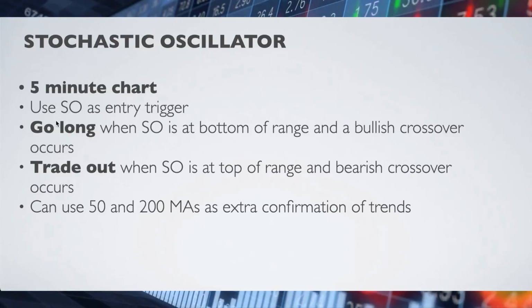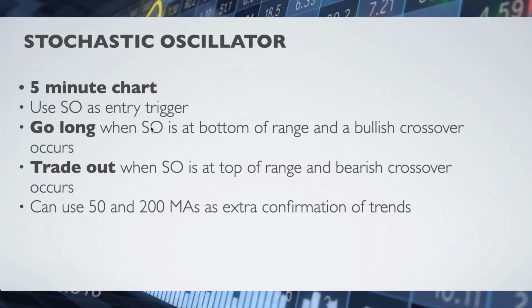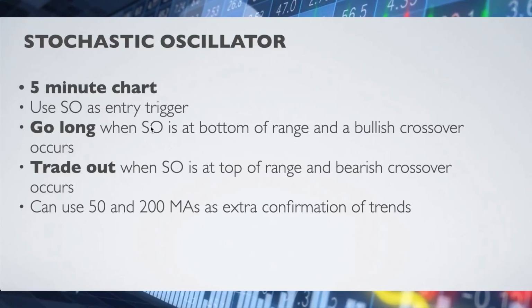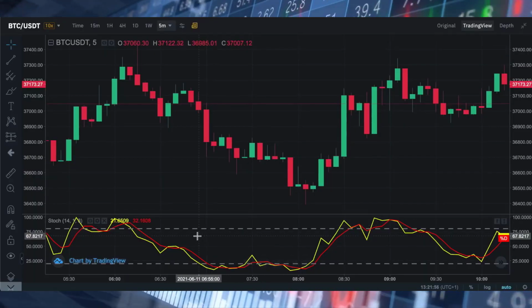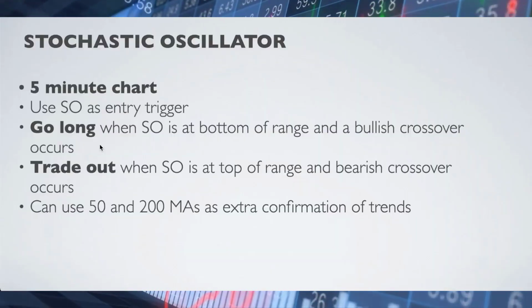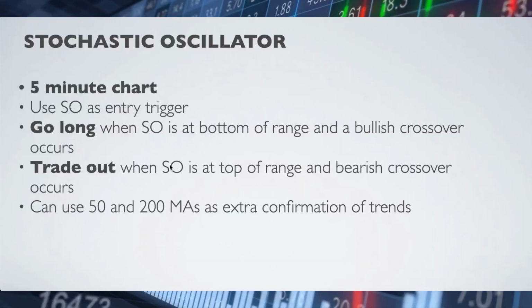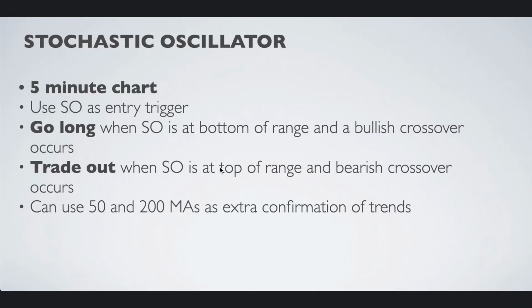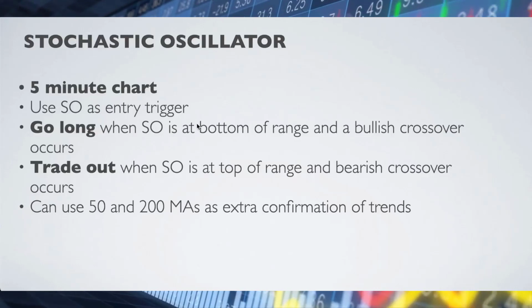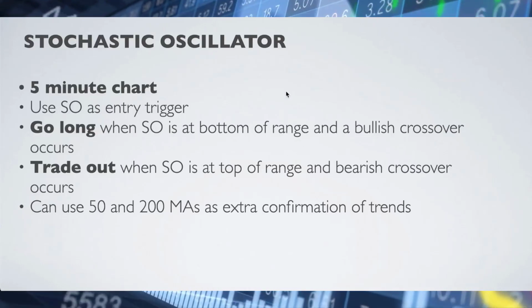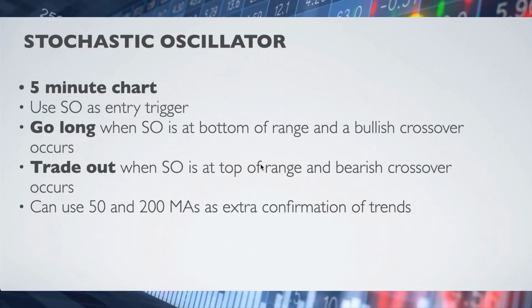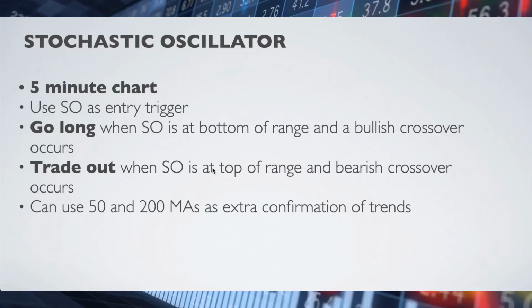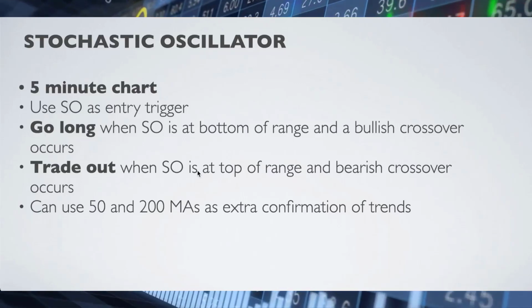What you can do is go long when the stochastic is at the bottom of its range and a bullish crossover occurs. That is taking a lot of the guesswork out of our trading for us just by using this indicator. When do we trade out? When this Stochastic Oscillator is at the top of the range and a bearish crossover occurs. What it's essentially telling us is that this might be a good time to get in when it's at the bottom of its range. When it's at the top of its range, the move may be coming to an end, and so you may want to get out. It doesn't work every time, but it's a fairly simple indicator that we can use.